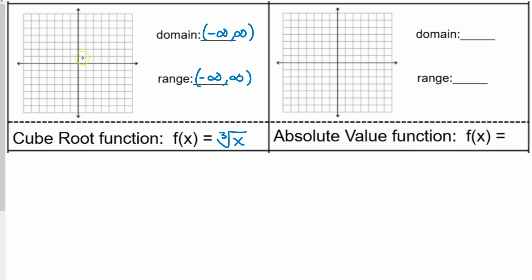The cube root of 0 is 0, so we have the point 0, 0. The cube root of 8 is 2, so we have the point 8, 2. The cube root of 1 is 1. Cube root of negative 1 is negative 1. Cube root of negative 8 is negative 2. So we have a curve like this.